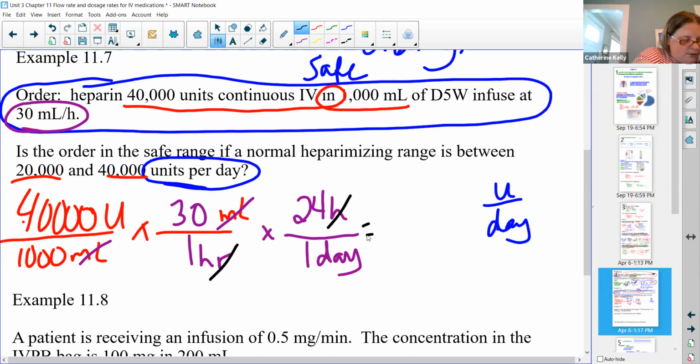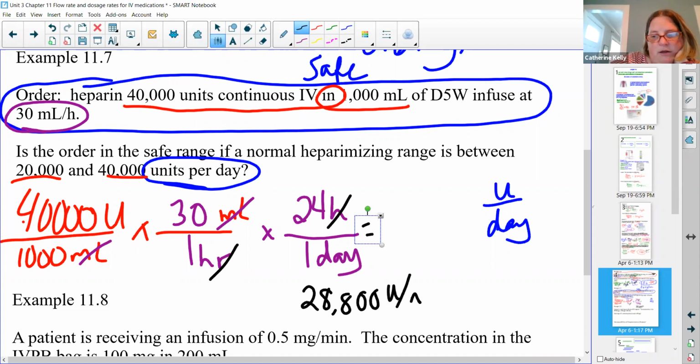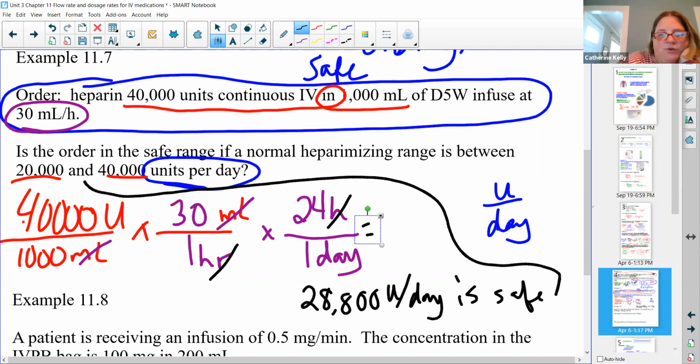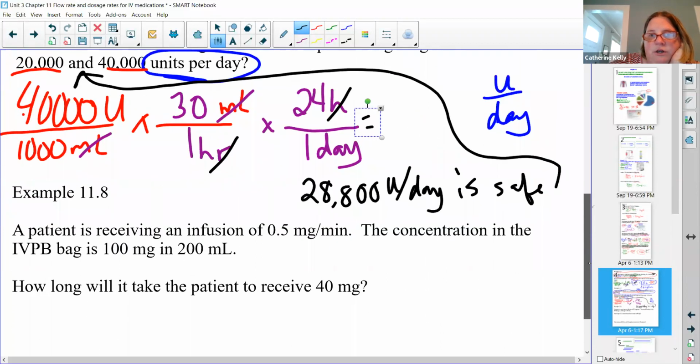And I'll have 40,000 times 30 times 24. And then I'm going to divide it by 1,000. And I have 28,800 units per day, which is safe because it fits in between 20 and 40. So if it was less than 20, there wouldn't be enough to get the patient better. And if there were more than 40,000, then it would be too much. It would be an overdose.